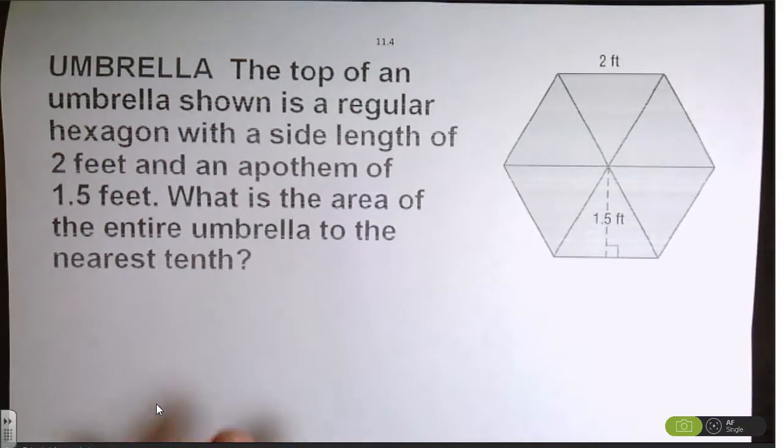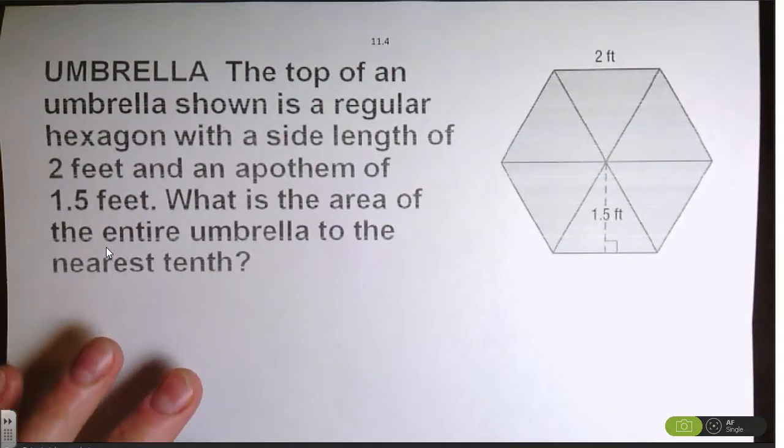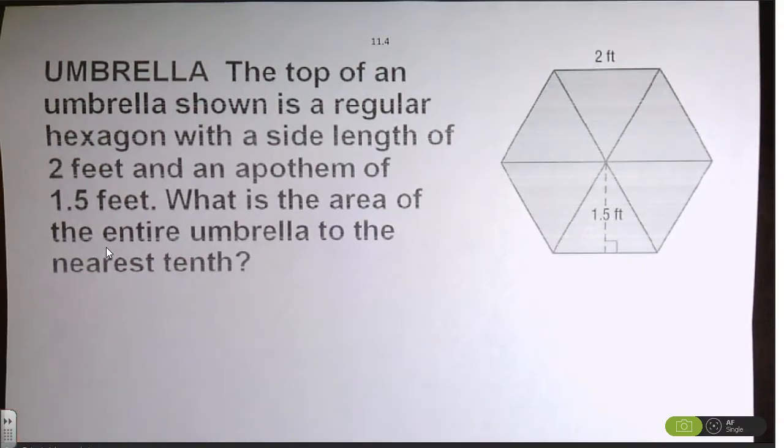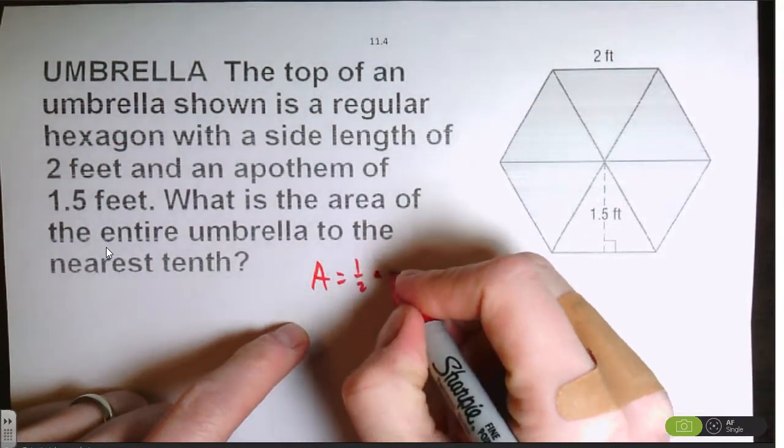Okay, so here are some extra problems that we went through in class in section 11.4. So you're finding areas of regular polygons. The formula for that is area equals 1/2 apothem times perimeter.